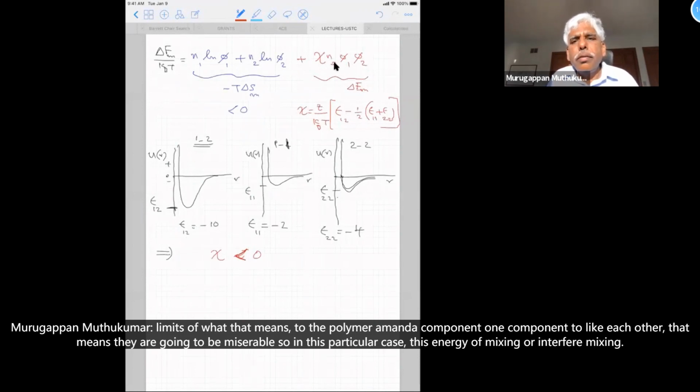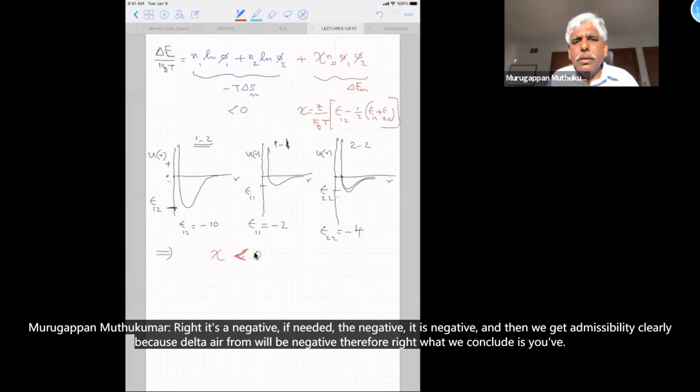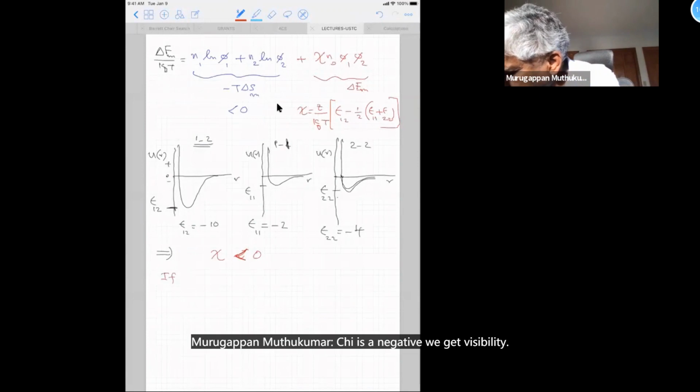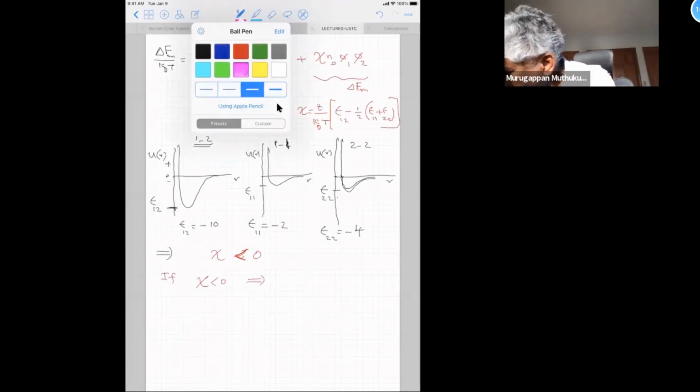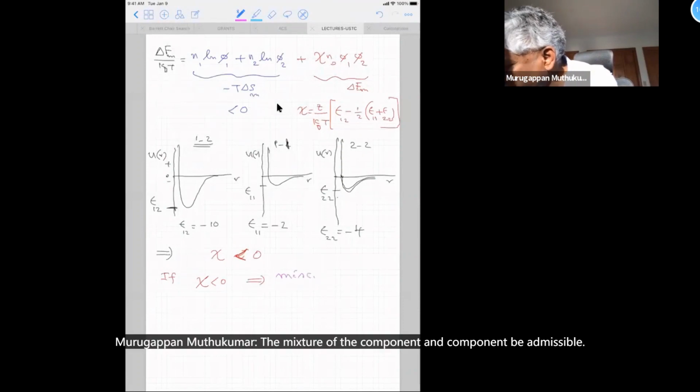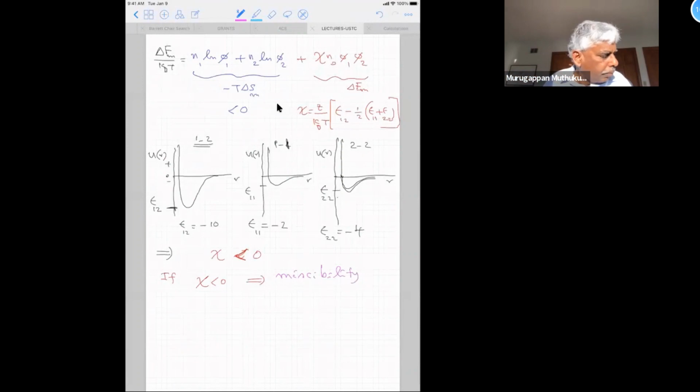So in this particular case, this energy of mixing, or enthalpy of mixing, is negative. If this is negative, then we clearly get miscibility, because delta Fm will be negative. Therefore, what we conclude is if chi is negative, we get miscibility. Component A and component B are miscible.